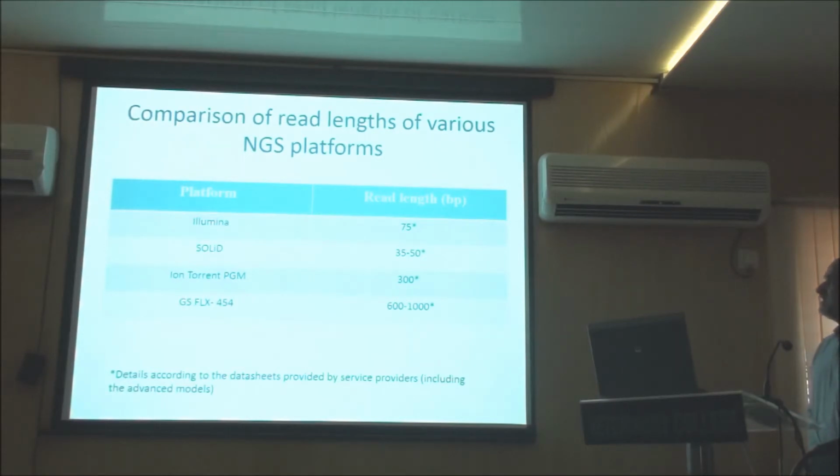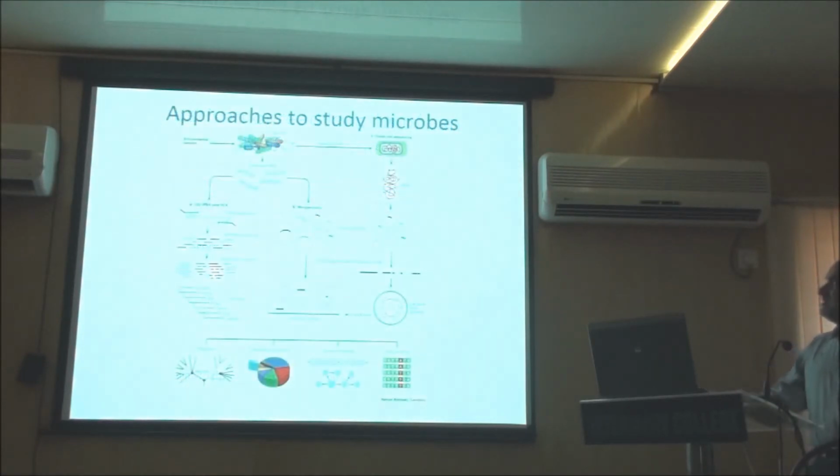So typically the read lengths are shorter compared to Sanger sequencing, and you have to use these shorter reads for 16S rRNA gene sequence based identification. We will come to how we address this problem. If you want to look at the microbial world today, there are 3 approaches based on genomics.